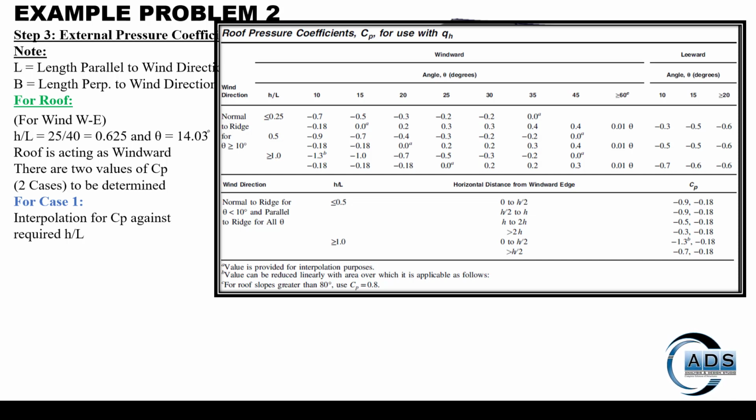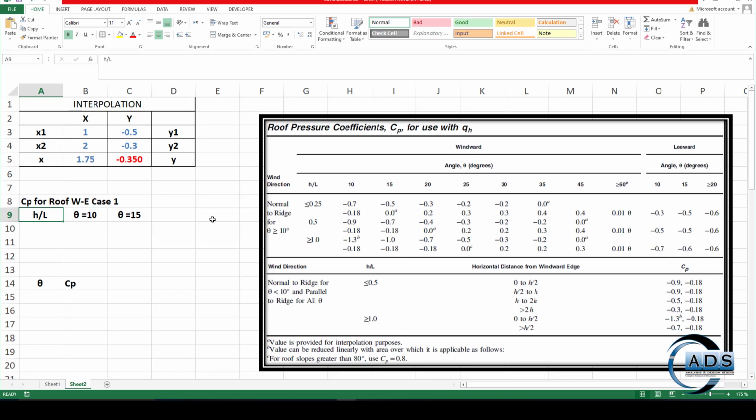We can see that our H over L value is 0.625, which is not in the table, and theta is 14.03, which is not in the table as well. So we require double interpolation here. First, let's figure out between which values we will have to do the interpolation. First we'll do the interpolation for the CP value against H over L. So first we will look at roof angle 10 degrees. For H over L 0.5, roof angle 10, the CP value is minus 0.9.